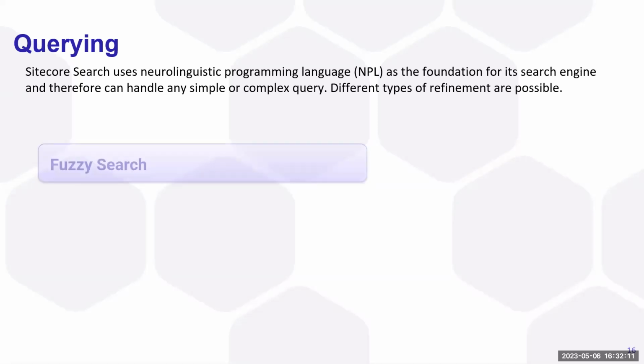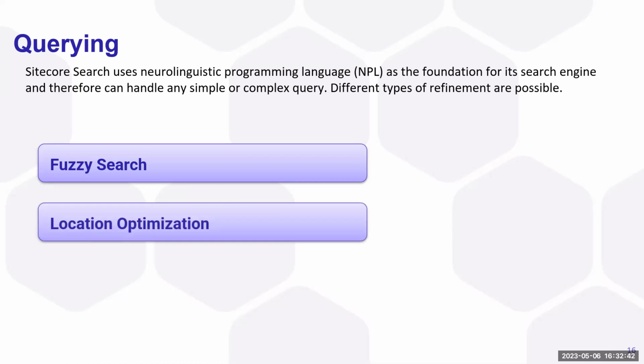The first one is the fuzzy search. Sitecore supports lookups and search query processing using fuzzy search. This is to avoid the spelling mistakes made by the visitor, like minor spelling mistakes. So having a fuzzy search will help us correct the spellings, and then the user can continue with their search journey.